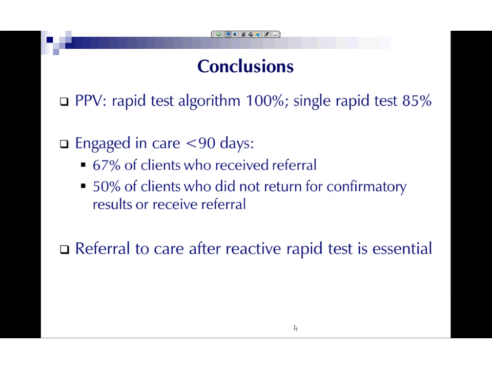And so overall, the positive predictive value of the algorithm was 100% compared to only 85% for a single rapid test. In terms of looking at engagement in care, 67% of the clients who received a referral, whether that was after the 2 rapid tests or after the confirmatory test result, ended up in care. But 50% of the clients who never came back for the confirmatory test results or never received a referral ended up engaging in care on the basis of just a single reactive rapid test result.